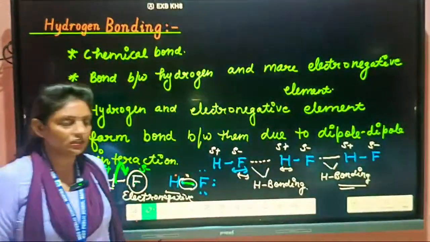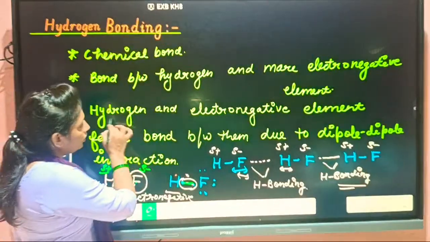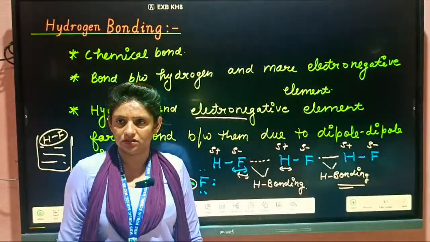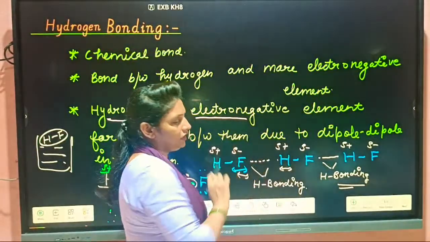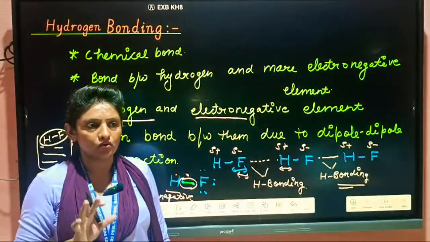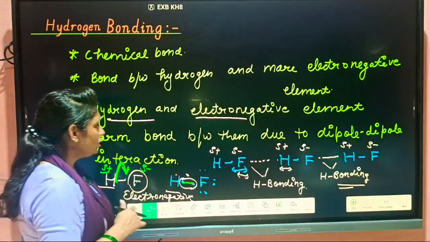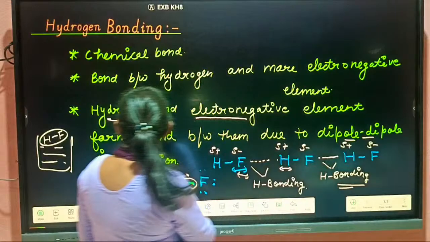So students, what is hydrogen bonding? Hydrogen bonding is the bond between hydrogen and a more electronegative element. The bond between hydrogen and a more electronegative element is known as the hydrogen bond. Is it clear to you or not? This bond is due to the dipole-dipole interaction.